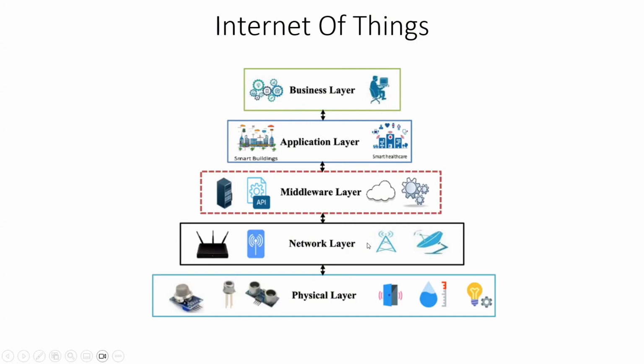The network layer only does the job of taking the data and uploading it to the Internet. The middleware layer has the servers, the API, the cloud services, and this is where the data is stored. And the application layer, as we saw here, is the visualization part and the machine learning. And the business layer is graphs for businesses, drawings, predictions for the future.